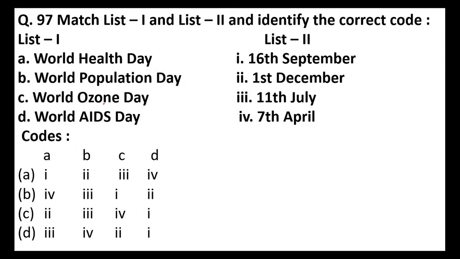Now you have to match these here. World Health Day, World Population Day, World Ozone Day, or World AIDS Day. And these are the dates: 16th September, 1st December, 11th July, or 7th of April. So, World Health Day is observed on 7th of April. World Population Day is observed on 11th July. Then World Ozone Day, 16th of September. And World AIDS Day on 1st of December.